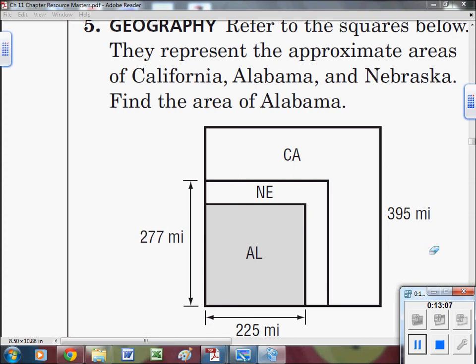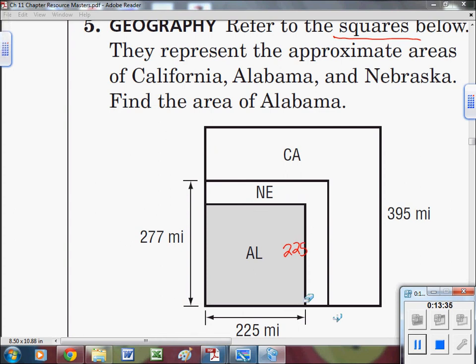Now, quite a few students make a mistake when they find the area of Alabama. It just said that they are squares. A mistake I've seen in questions like this, students would do 225 miles by 277 miles, so they would do 225 times 277. But hey guys, 277, that's Nebraska's side length, whereas the 225 is Alabama's. So Alabama is 225 by 225.